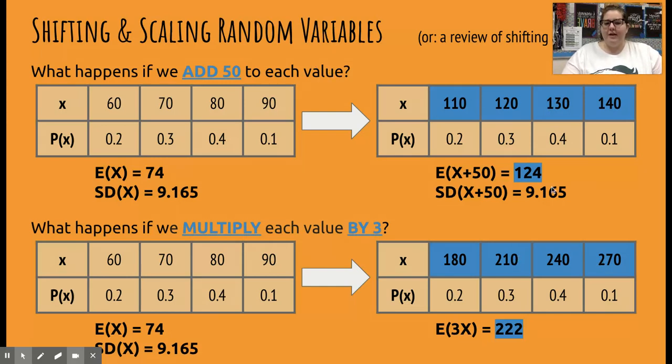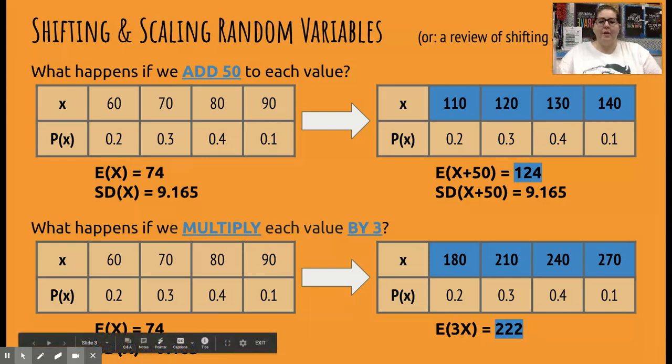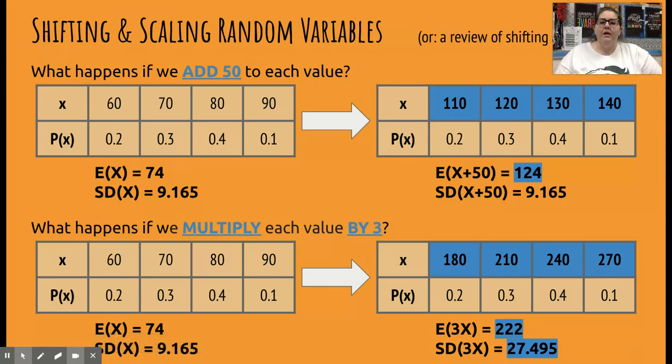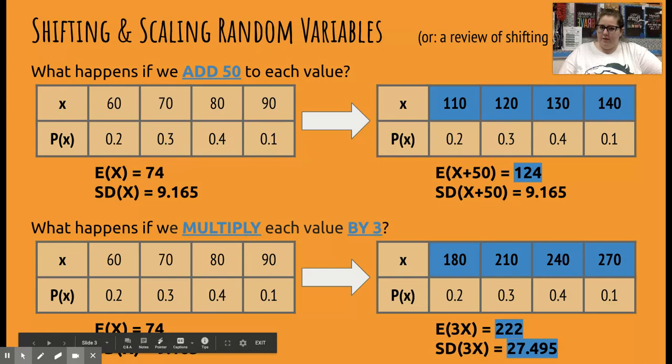Shifting didn't change standard deviation. What about scaling? If you remember from last semester, we're multiplying every value by 3, and things do get a lot more spread out. Smaller numbers times 3 and bigger numbers times 3, that's a big difference. So in this case, standard deviation is going to get 3 times bigger. And if we go back to the formula, 60 minus 74 squared times 0.2, and then 180 minus 222 squared times 0.2, that's a much bigger difference between each value and the mean. So it does end up being a much bigger standard deviation.